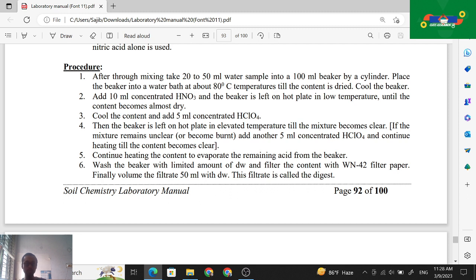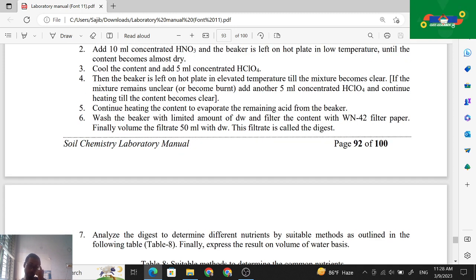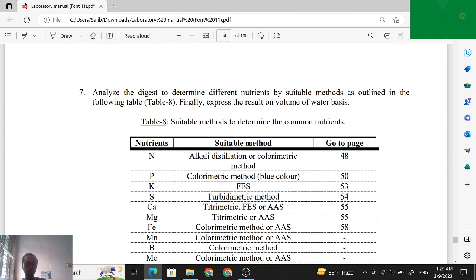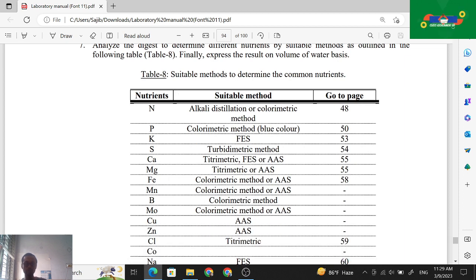If the mixture remains unclear or becomes burnt, add another 5 ml concentrated HClO4 and continue heating till the content becomes clear. Continue heating the content to evaporate the remaining acid from the beaker, wash the beaker with a limited amount of DW and filter the content with WN42 filter paper. Finally, make up the filtrate volume to 50 ml with DW, and this filtrate is called the digest. Analyze the digest to determine the different nutrients by suitable methods as outlined in the following table. Finally, express the result on a volume of water basis.